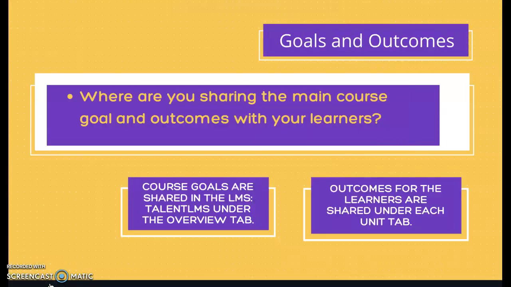So where are you sharing the main course goal and outcomes with your learners? The course goals are shared in the LMS. Basically, I am using the TalentLMS under the overview tab. So that's where they will get the goal. Like, what is this course about? What should they be gaining? As far as the outcomes for the learners, that's shared under the unit tab.